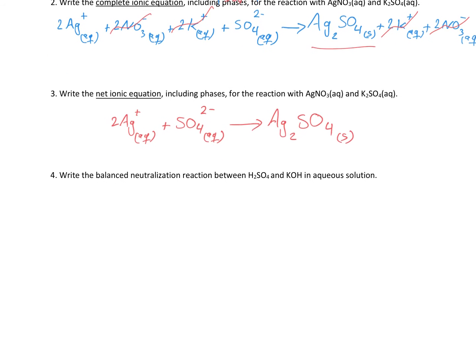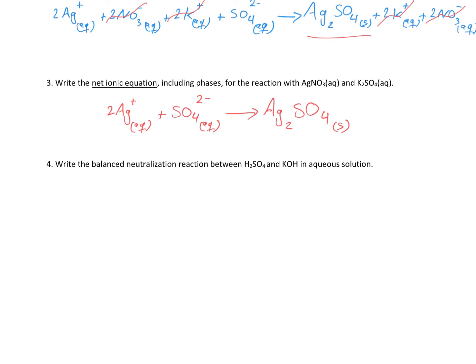The last question is the neutralization reaction of sulfuric acid and potassium hydroxide. What is the product of a neutralization reaction? Always salt and water. Neutralization reaction is just like the precipitation reaction. We have the swap of partners. So we have H2SO4, aqueous, plus KOH, aqueous.